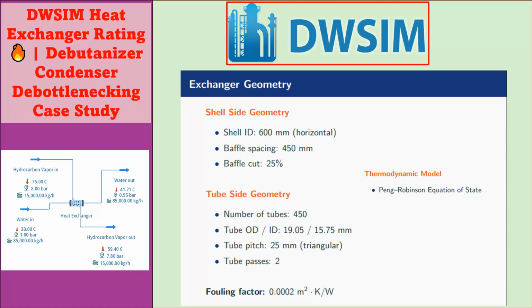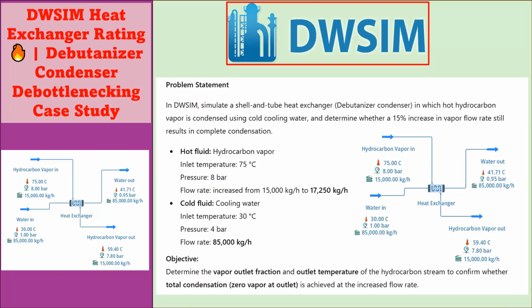Here I will use the thermodynamic model as Peng-Robinson equation of state. Now the objective of this simulation is to determine the vapor outlet fraction and outlet temperature of the hydrocarbon stream, to confirm whether the total condenser, zero vapor at outlet, is achieved at the increased flow rate. Now let's proceed to the DWSIM simulation.